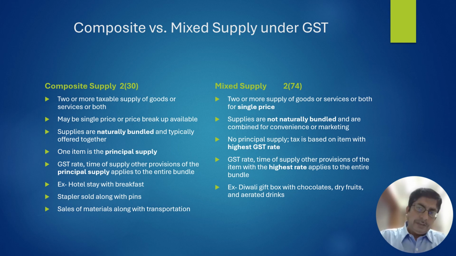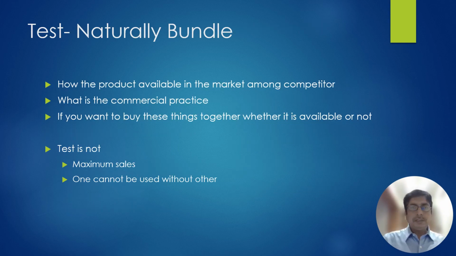If you read Section 2(74) on mixed supply, you won't get the idea that mixed supply means not naturally bundled. However, if you read it in juxtaposition with composite supply, then you will get the idea that mixed supply means not naturally bundled. Now this takes me to the concept of what is meant by naturally bundled. Naturally bundled is not defined in the Act.